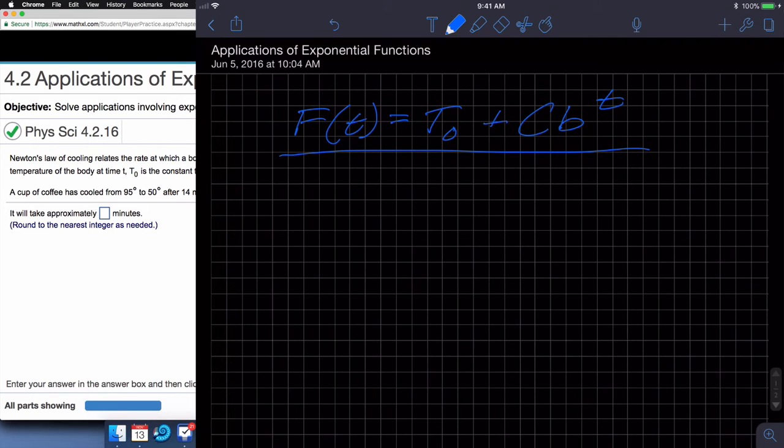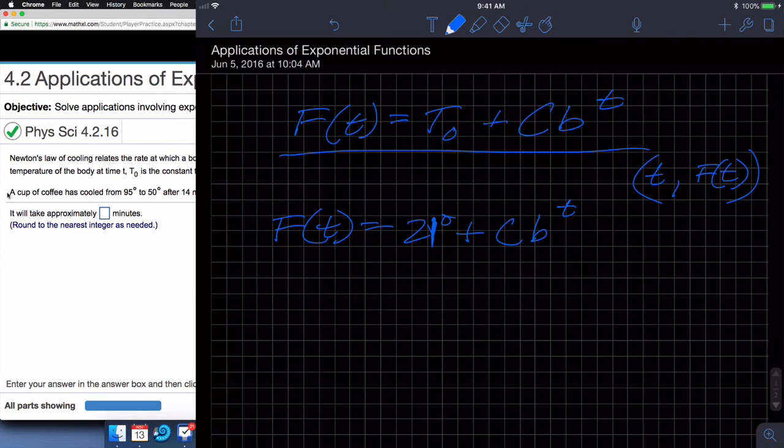So we're going to use all of this information to figure out what these letters are, at least T sub 0, C, and B, and then use that equation to answer the question. We know that our points on this graph, our X and Y, are really going to be T and F of T. They've given us one point, though it's not necessarily easy to see. Hopefully you realize that T sub 0 is the constant temperature of the environment into which the body is introduced. They tell us about this cup of coffee after 14 minutes in a room of 21 degrees. So they're talking about this 21 degrees, that's the environment. So I immediately know that we have 21 degrees plus C times B to the T.